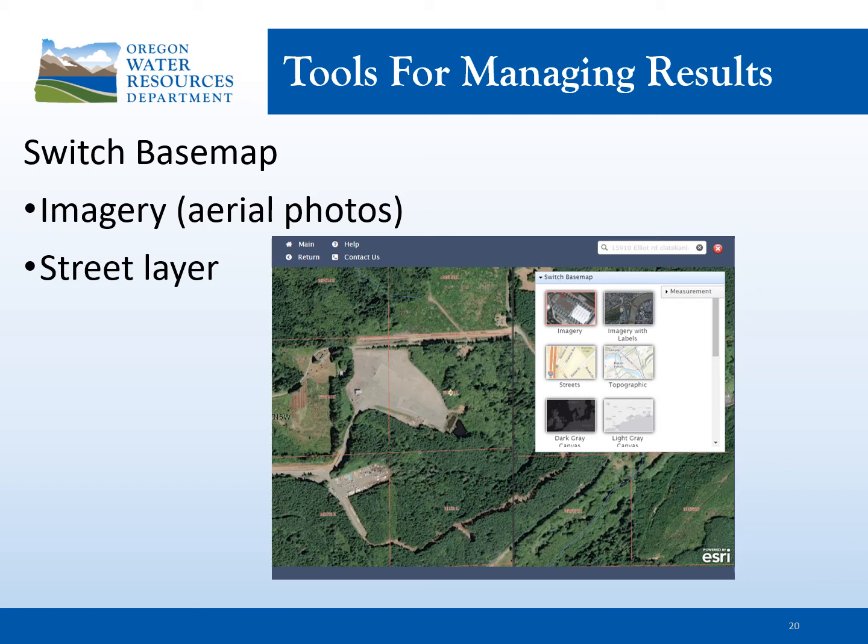For example, the image on your screen is the same area near Clatskanie that we've been discussing. As you can see, the aerial photo provides additional details and features that can be useful in orienting yourself. The aerial photo base map and the street layer base map are located under the Switch Base Map tab on the right side of the mapping utility.